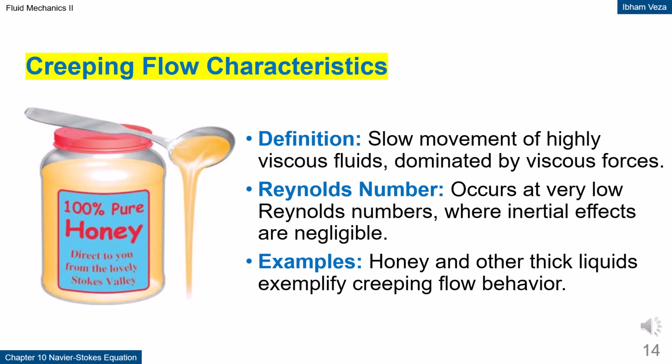Creeping flow characteristics. Creeping flow is a very slow flow in which viscous forces dominate over inertial forces. This condition usually occurs at very low Reynolds numbers. In such situations, acceleration effects have almost no influence on the flow behavior. Everyday examples can be found in the flow of honey or very viscous liquids. The creeping flow approach provides major simplifications in mathematical analysis.